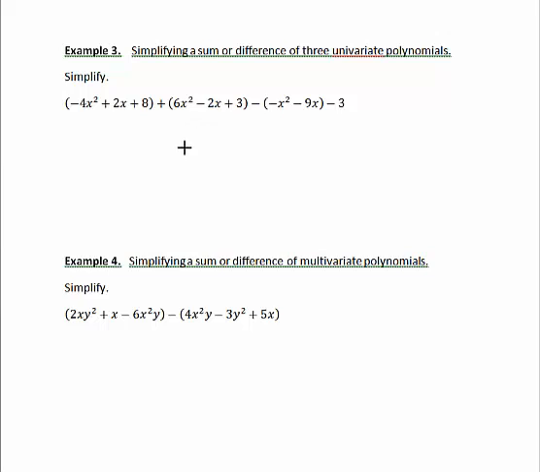Okay, well, now we're moving on to adding several polynomials instead of just two. We have polynomial 1, addition, polynomial 2, subtraction, so we're mixing the operations, and then we have a third polynomial, and then we can call this last one polynomial 4. And we're subtracting.